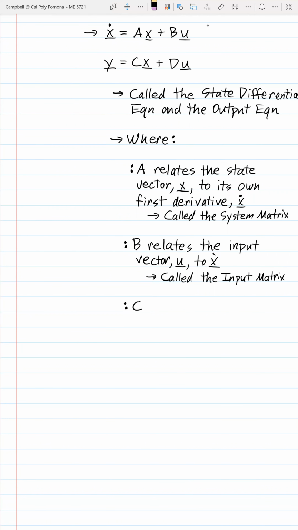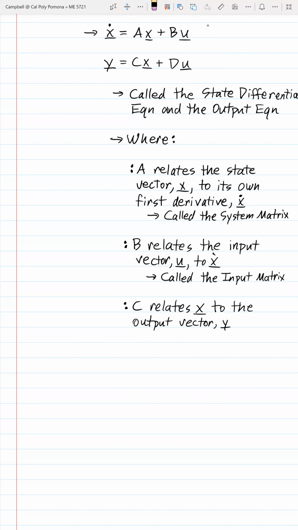C, of course, relates the state vector to what is called the output vector. And that output vector is y. So you'll notice with the transfer function, we had an input u and an output y. We're holding on to some vestiges of that notation here, where little u is the input vector, little y is the output vector.